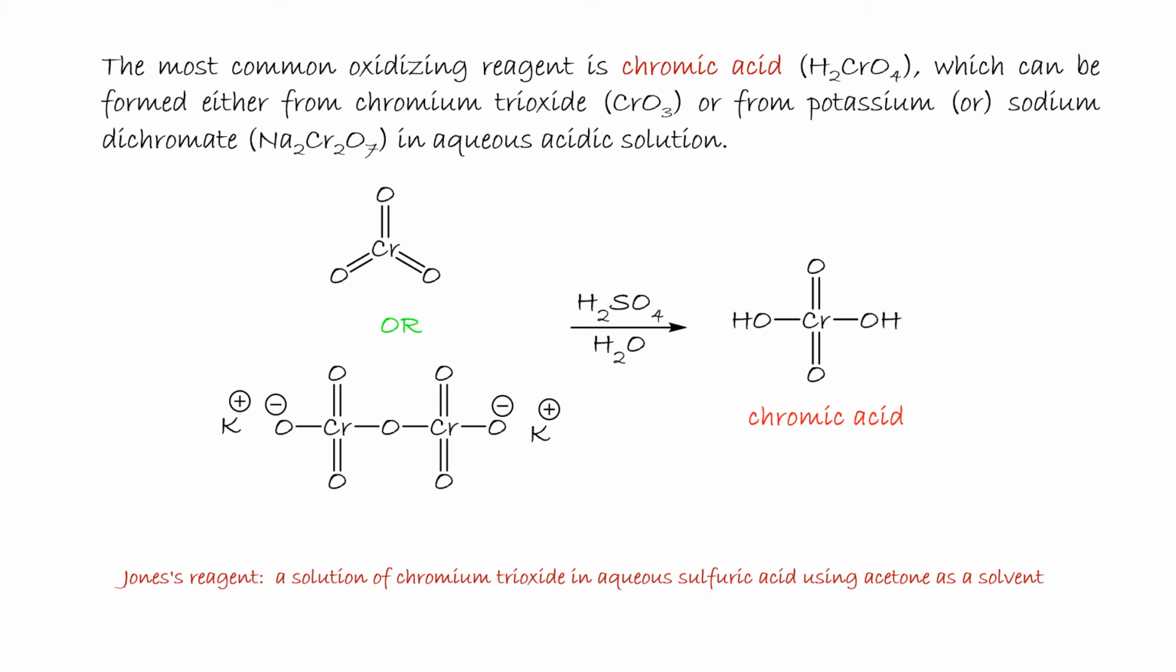The most common oxidizing reagent is chromic acid, H2CrO4, which can be formed either from chromium trioxide or from potassium or sodium dichromate in aqueous acidic solution. Chromium trioxide or potassium dichromate with sulfuric acid form chromic acid. A solution of chromium trioxide in aqueous sulfuric acid and acetone is called Jones reagent.